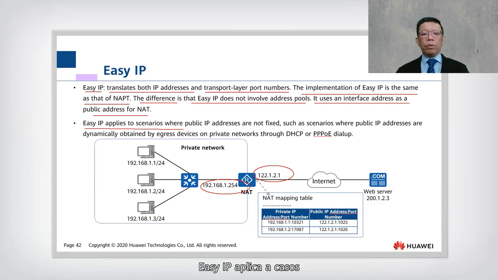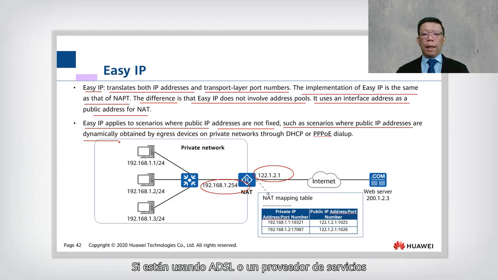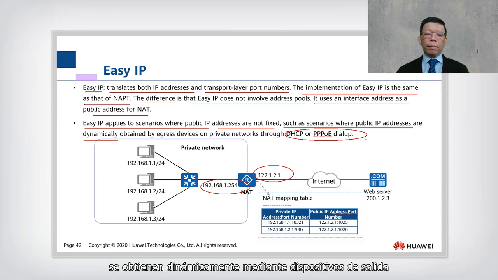Easy IP applies to scenarios where the public IP is not fixed. An example is an IP address that is given to you dynamically. If you are using ADSL or a service provider where you subscribe to a dynamic IP, you cannot create a pool. Since you cannot create a pool, you have to use PAT or easy IP. So this is what I mentioned here, if you are using dynamic IP or PPPoE dial-up. Let's look into the configuration, because the theory of NAPT and easy IP is identical.